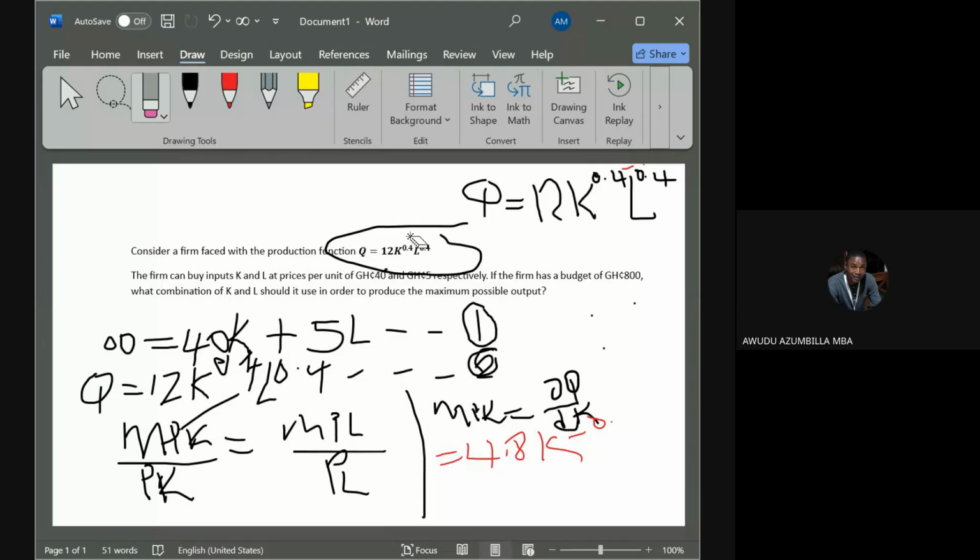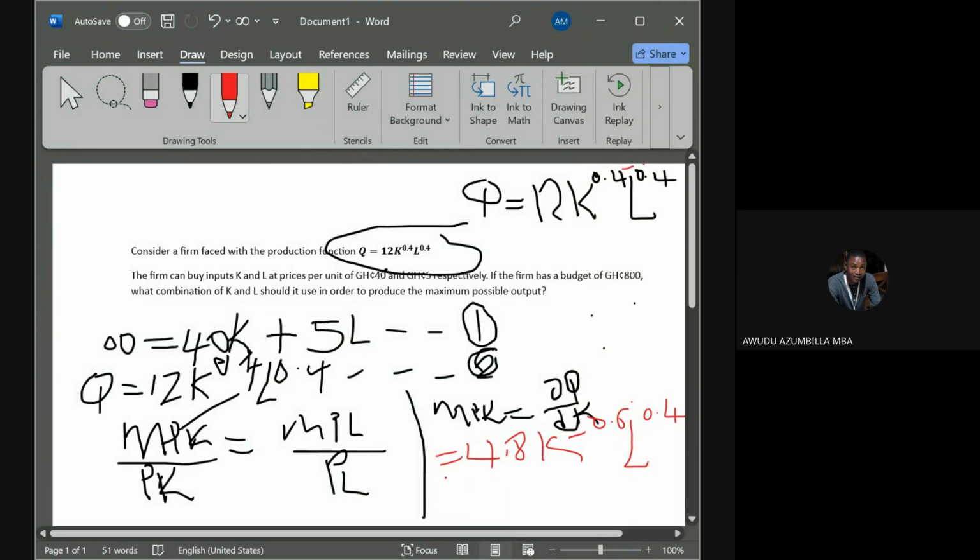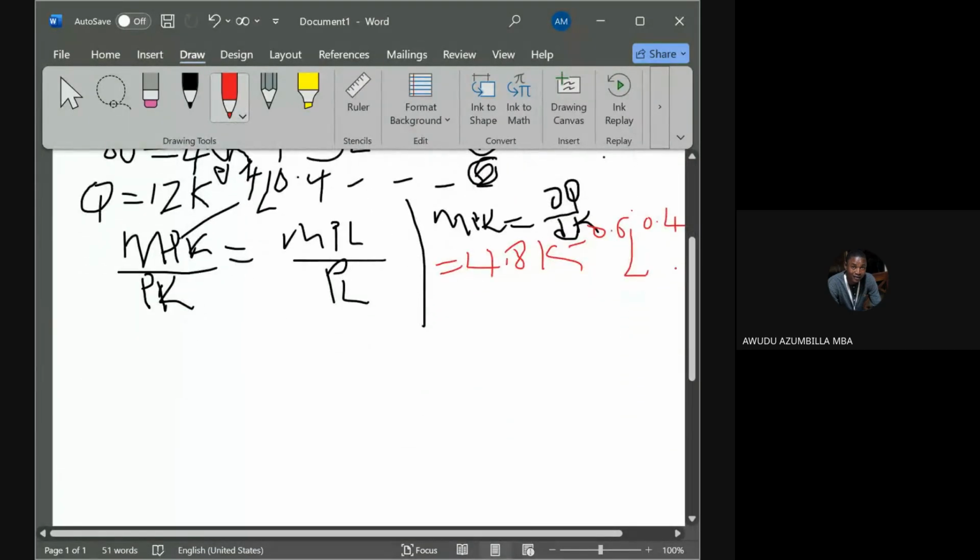But remember that we are not touching the labor because labor is not our interest now. Then you bring your labor there, L to the power 0.4. So this is your differentiation with respect to capital. You also have to differentiate with respect to labor. So let's differentiate with respect to labor.